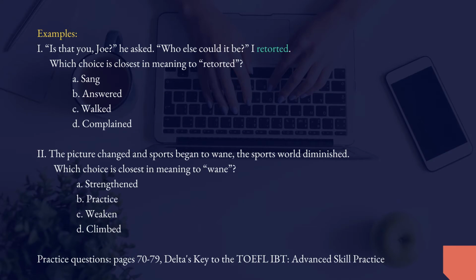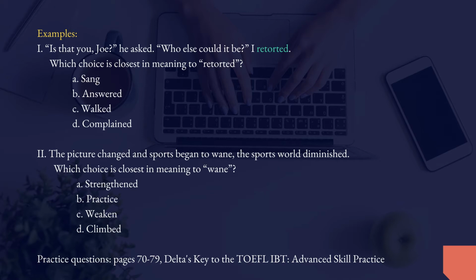2 examples. Number 1, "Is that you, Joe?" he asked. "Who else could it be?" I retorted. Let's pretend that we don't know the meaning of retorted. I ask you, what part of speech is it? A noun, a verb, an adjective? Yes, it's a verb. Now, according to the rules we just studied, we said usually there will be a synonym or antonym of this word around it. A synonym or antonym of a verb should be a verb.